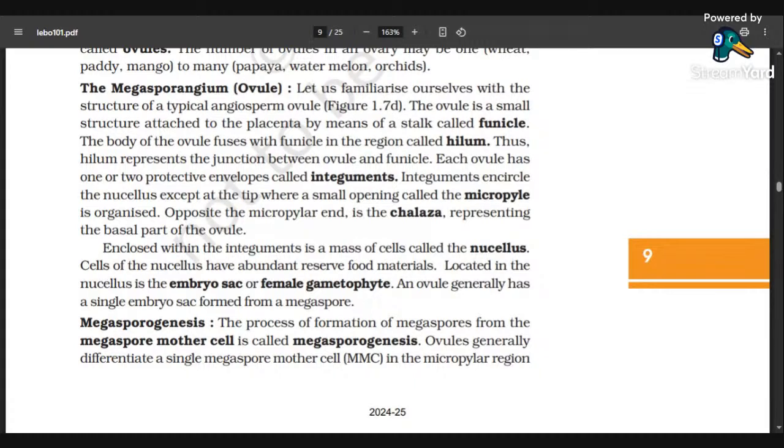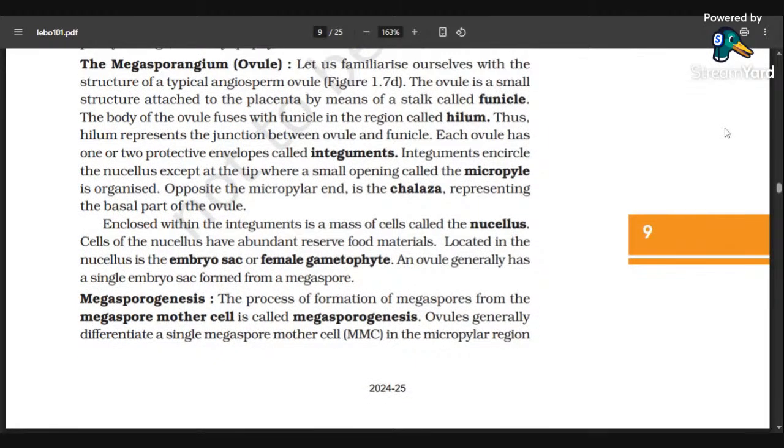Each ovule has one or two protective envelopes called the integuments. Integuments encircle the nucellus, except at the tip where a small opening called the micropyle is organized. Opposite to the micropylar end is the chalaza, representing the basal part of the ovule. This end is called the chalazal end.